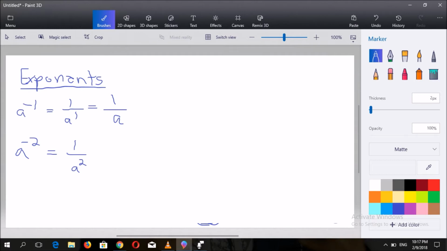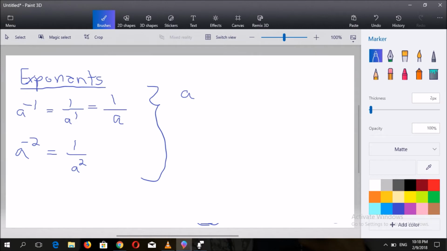which is a negative number, then I have to what? To reverse. I have to calculate the reciprocal of a to the power minus 2, which is 1 divided by a squared. The same thing, a raised to the power minus 3 is equal to 1 divided by a cubed.